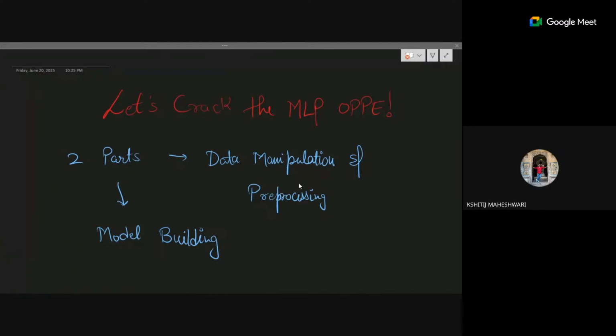Then based on those separate data sets which will be provided to you, as well as the instruction set which will be provided to you, you will have to work on the Google Colab notebook, and then eventually your answers are to be submitted in the Seek exam portal as well. So the two parts of the MLP OPPE are data manipulation and pre-processing and the model building part.